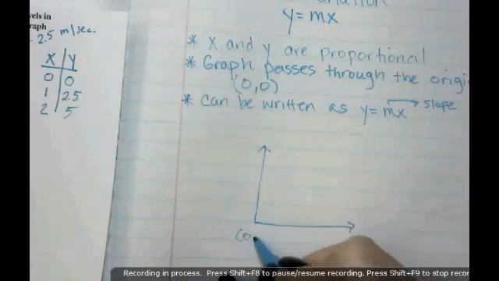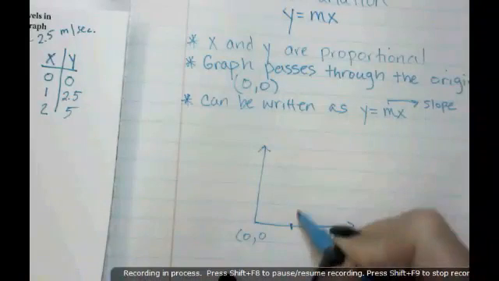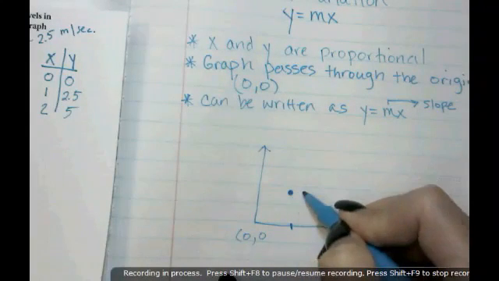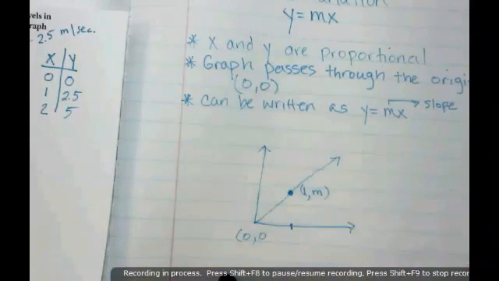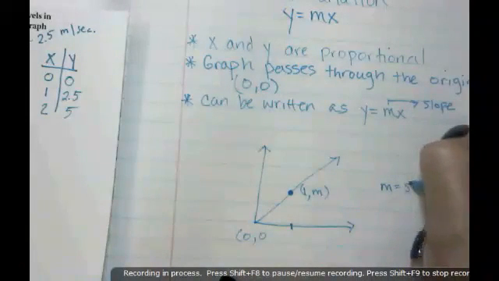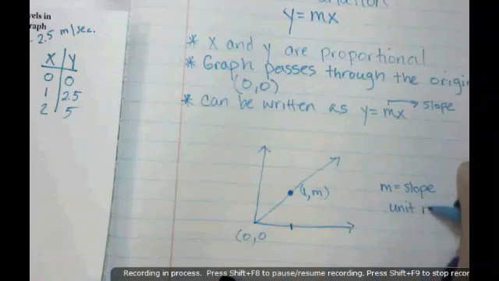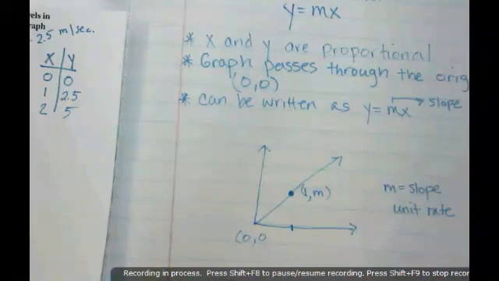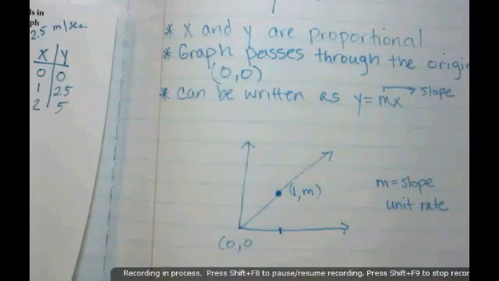So it's going to pass through (0, 0), and where you find 1 on the x, you're always going to have your slope. And we also call that the unit rate. Oftentimes when we're talking about unit rate, you'll hear things like per day, per minute, per hour, per second. That's your unit rate.